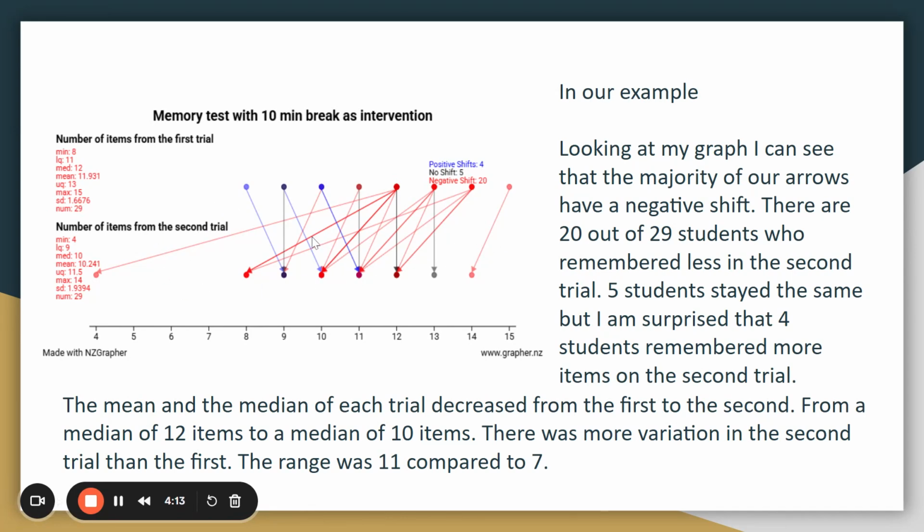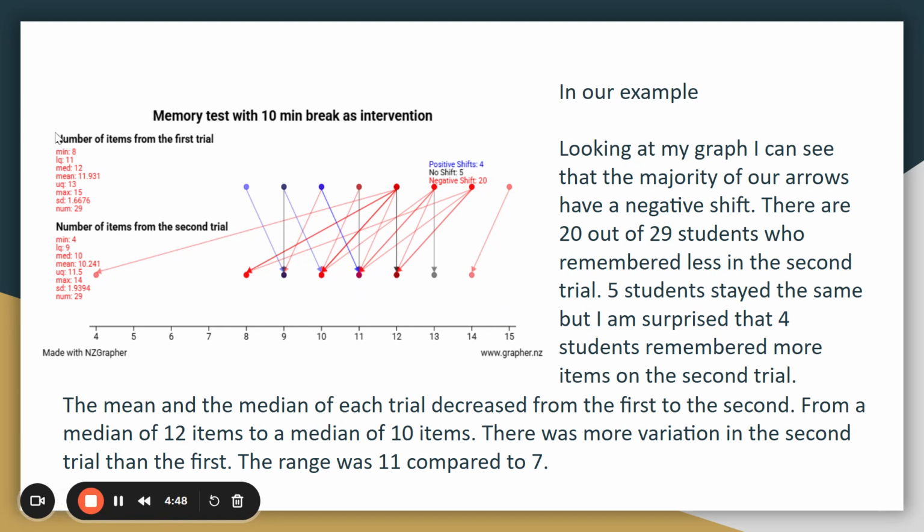So 20 out of the 29 remembered less in the second trial. 5 students stayed the same, that's from up here, and 4 students actually managed to remember more, though they did not remember very many in the first one and then remembered 1 more in the second one. So not the people who remembered the most. This person here is quite interesting because he, or she, remembered the most, 15, and then only dropped 1 to 14. So they obviously have quite good memory.